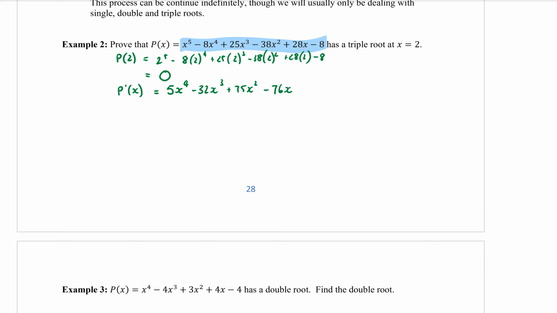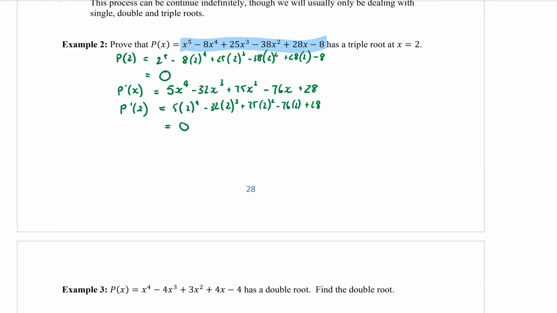And the next term, 28x, would just become 28. The x would disappear, and the negative 8 on the end would also disappear. So I've differentiated it. And now to see if I have a multiplicity of 2, I sub p of 2 into that derivative. So that's going to be 5 times 2 to the power of 4, minus 32 times 2 to the power of 3, plus 75 times 2 to the power of 2, minus 76 times 2, plus 28. And guess what? That equals 0 again.